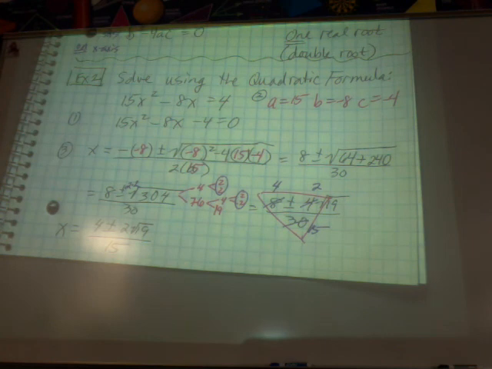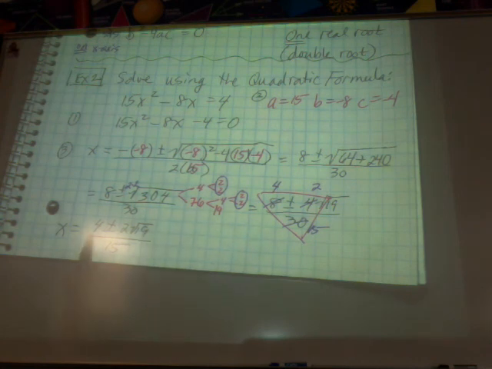What is the value of your discriminant, by the way? It's 304. Is that a positive, negative number, or is it 0? It's positive. So how many roots should I have? 2. Is this 2 real roots? A radical is a real root. Okay? If you have a negative under the radical, that's when it's not a real root.